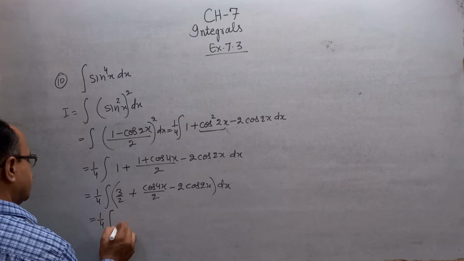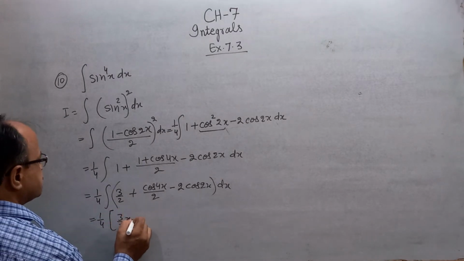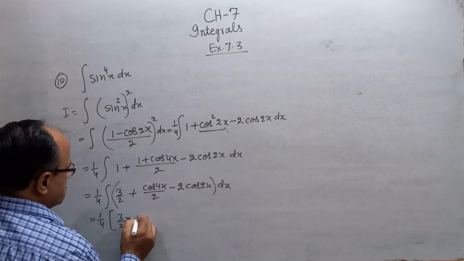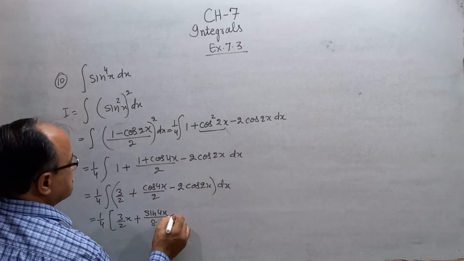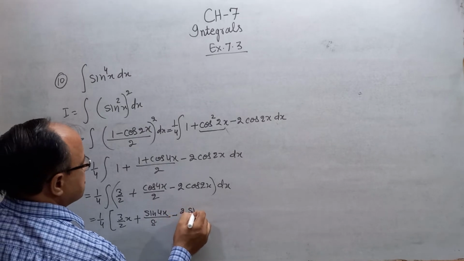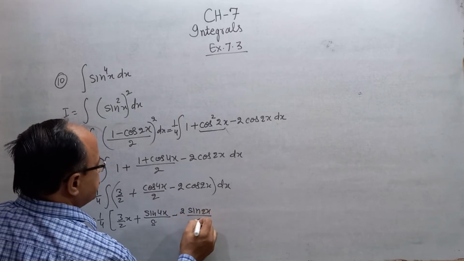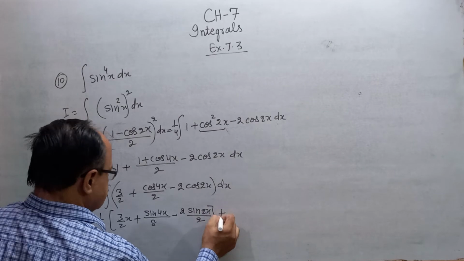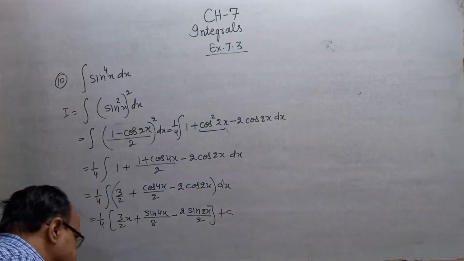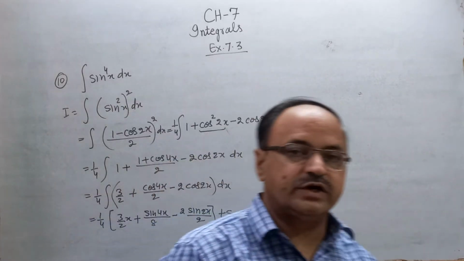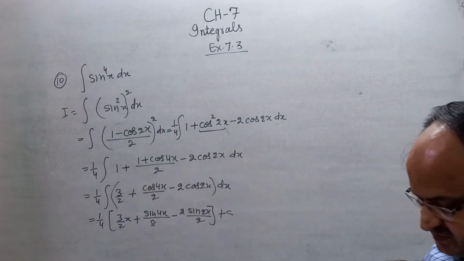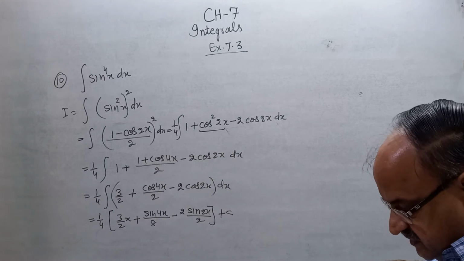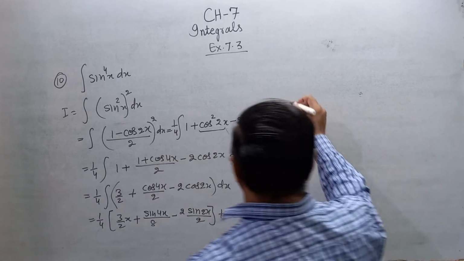Integration of 3 by 2 is 3 by 2 x. Integration of cos 4x is sin 4x by 4, minus sin 2x by 2. This is the answer of this question. Very important question. Same procedure for question 11.